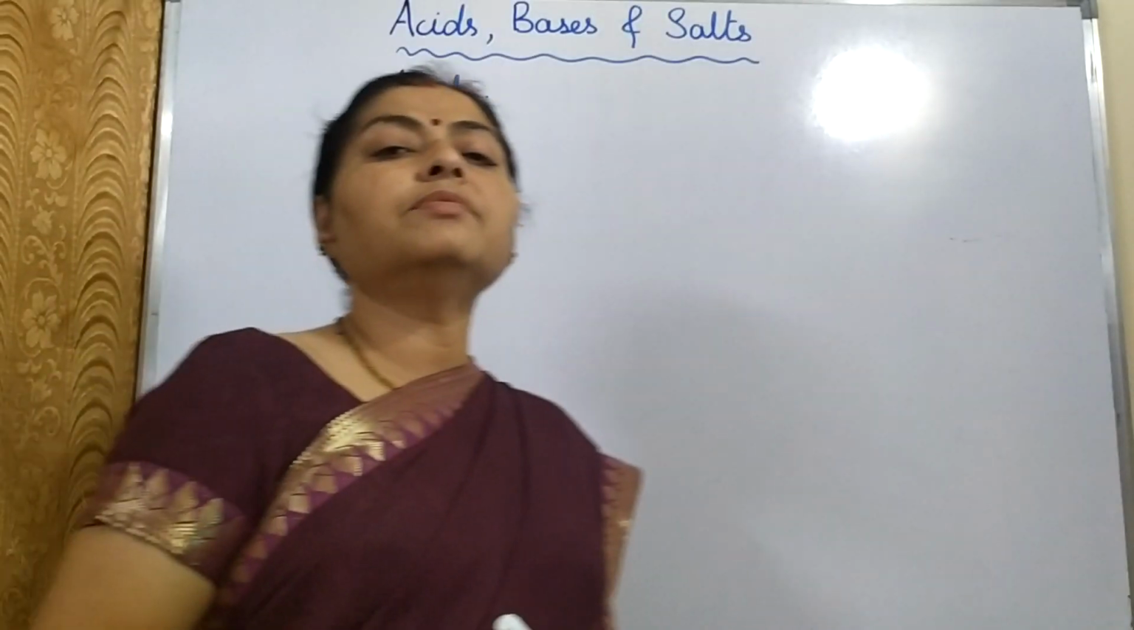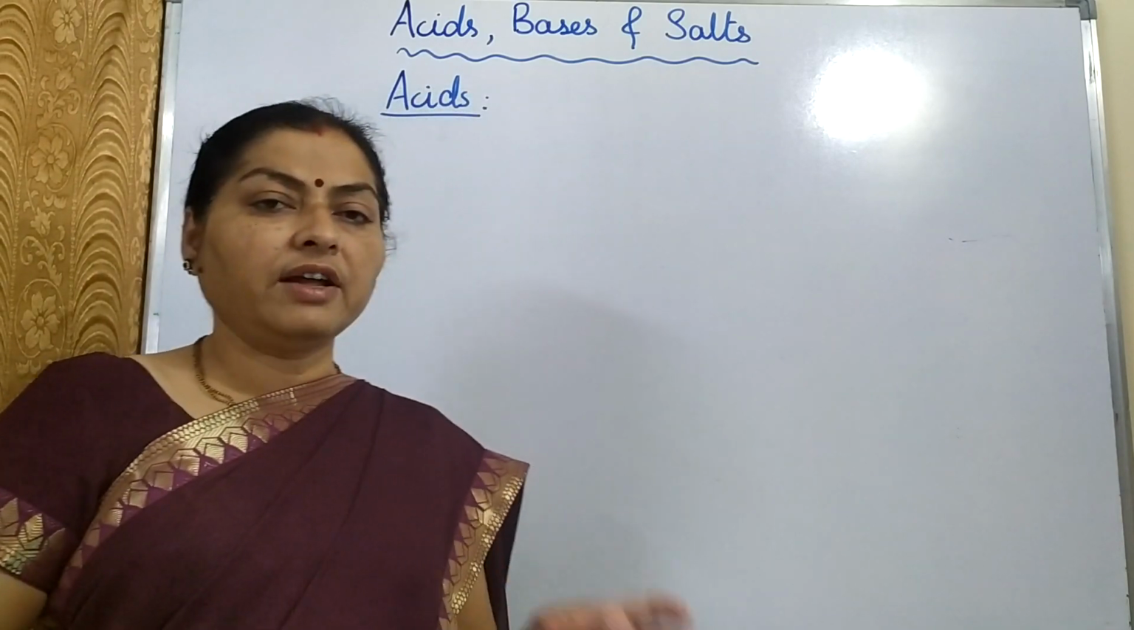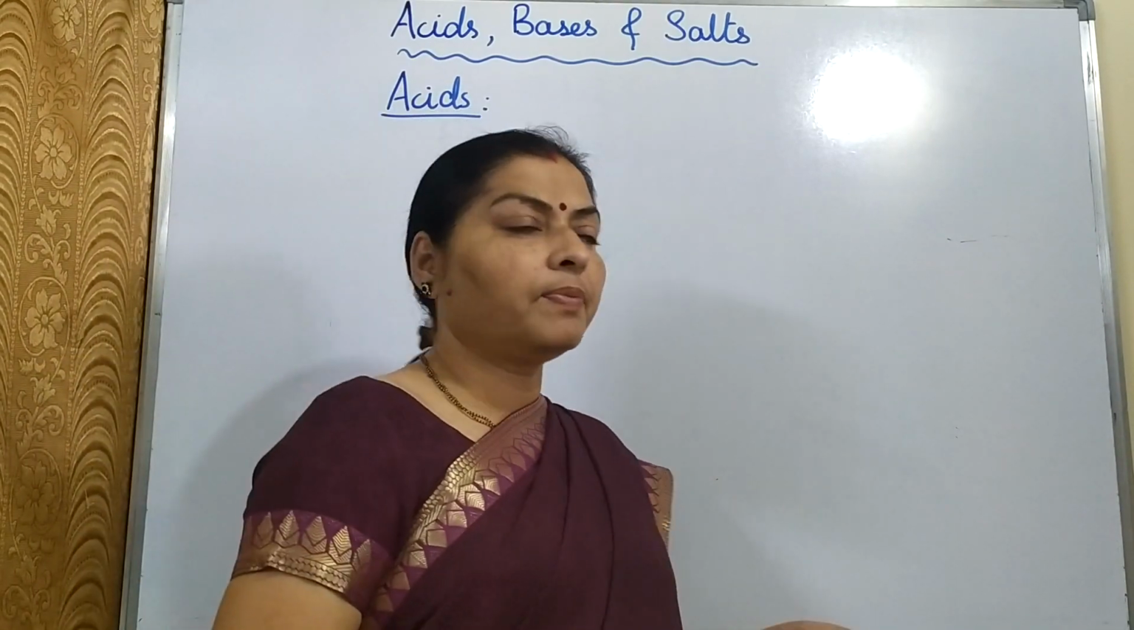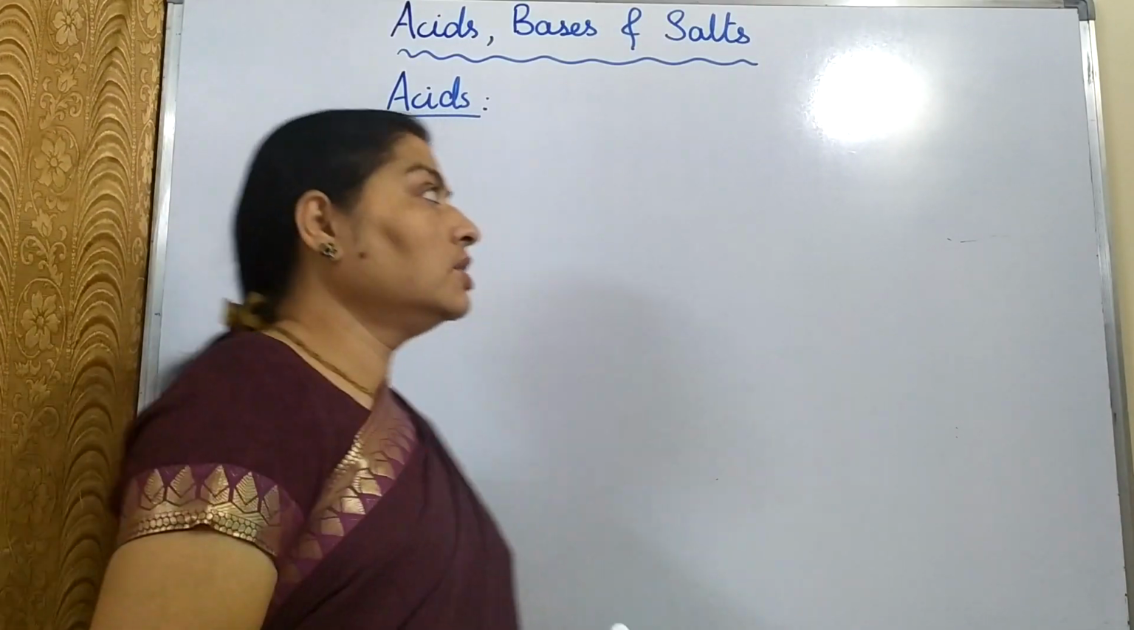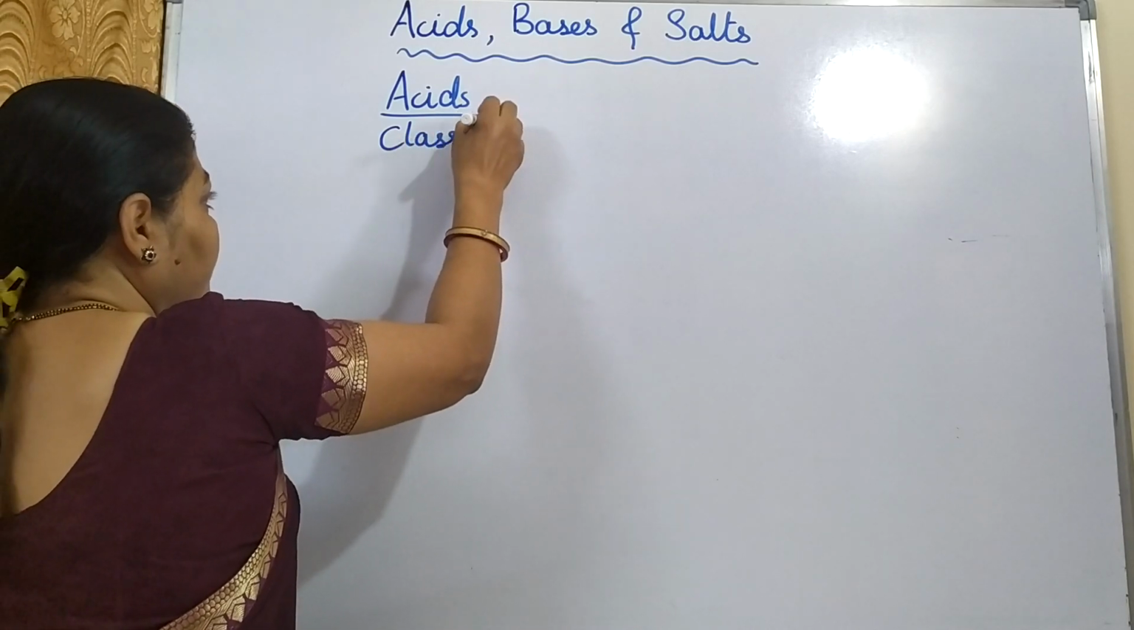Earlier we had seen some basic characteristics of acids and bases. How do we identify which is an acid, which is a base? Now specifically some more properties of acids we will see. So first of all, let us see the classification of acids.